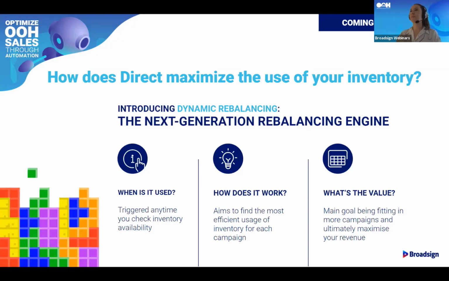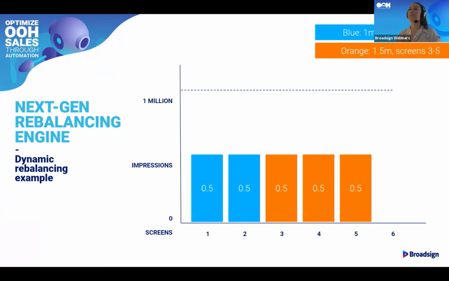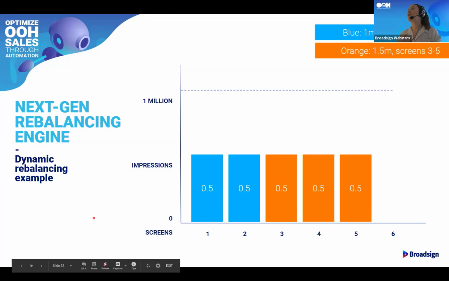But I think the best way is to go through a few examples to make it more concrete. So here you can see you have a few screens. You have screen 1 to 6, and you can see that the maximum impressions that they can have is 1 million. So that's the maximum impressions on your screen. You have also two campaigns. You have a blue campaign that is targeting 1 million impressions on screen 1 and 2. And then you have an orange campaign targeting 1.5 million impressions from screen 3, 4, and 5.